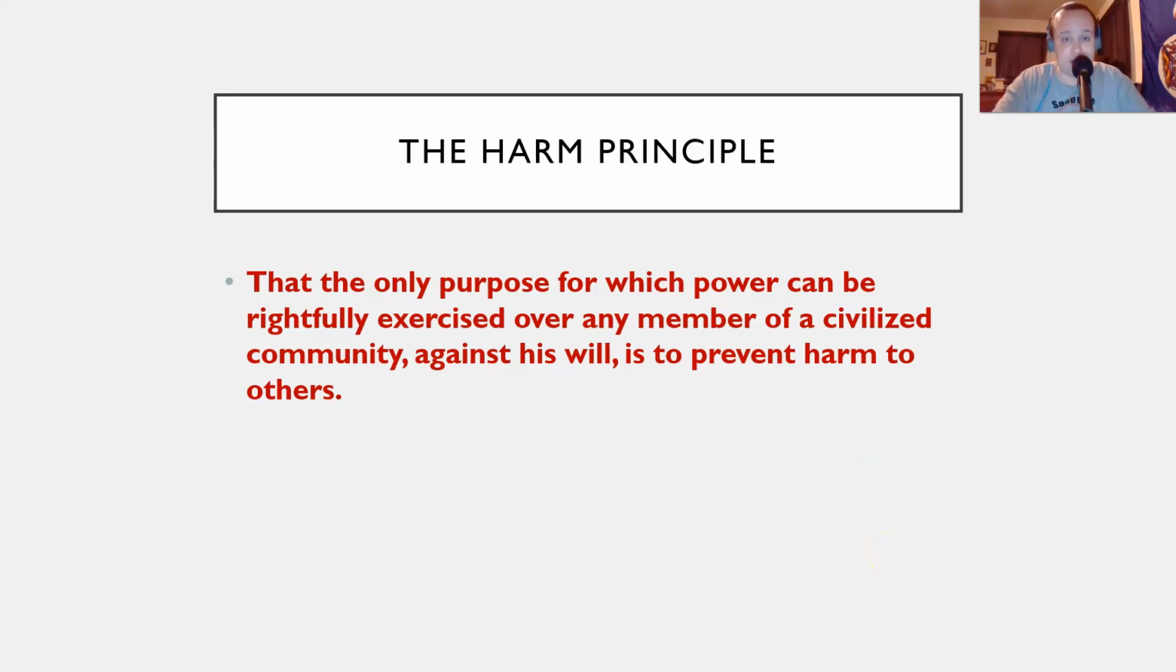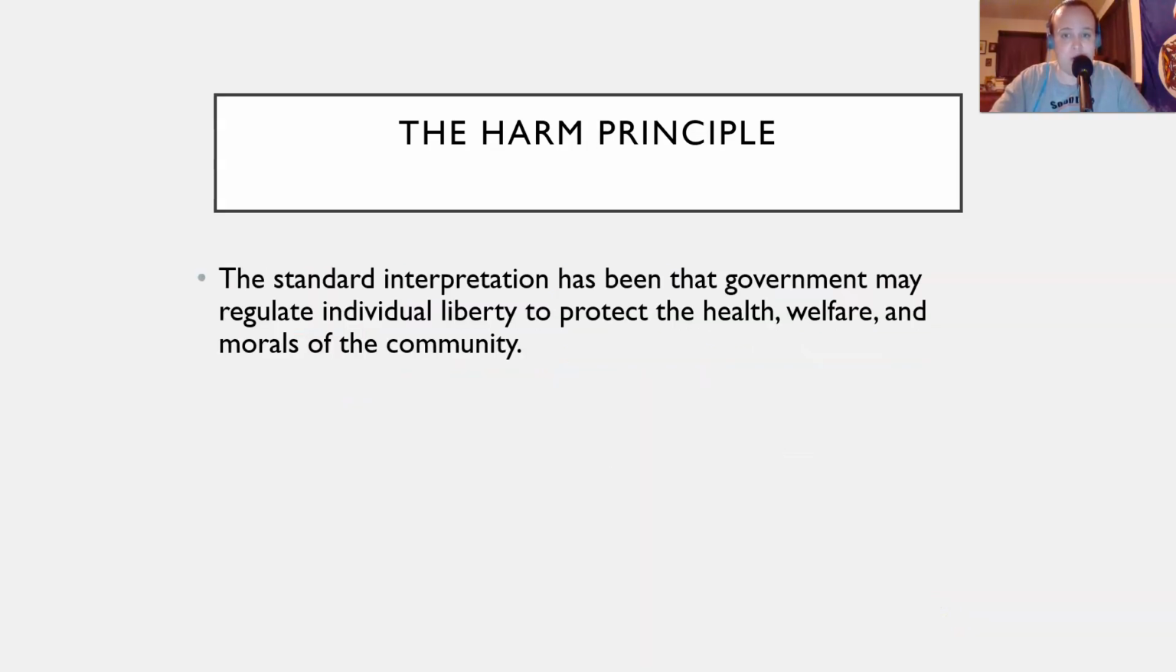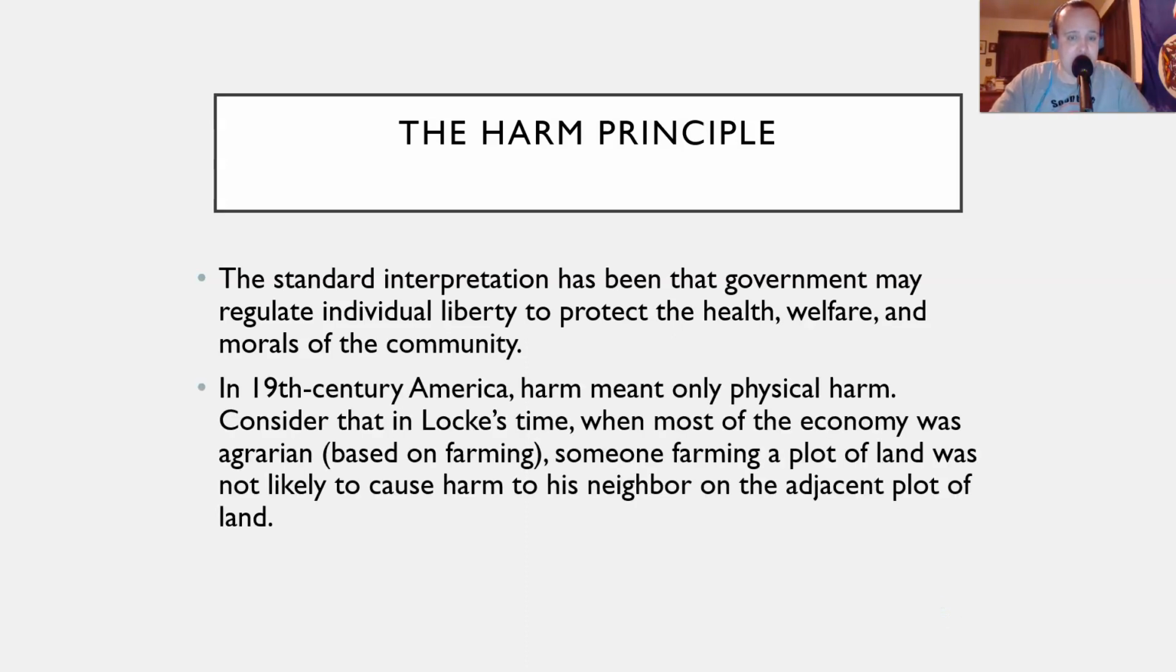So if someone else is going to get hurt, yeah, the government can intervene. So this principle has been used to define the appropriate use of a state's regulatory power. The standard interpretation has been that the government may regulate individual liberty to protect health, welfare, and morals of a community. In 19th century America, harm only meant physical harm.